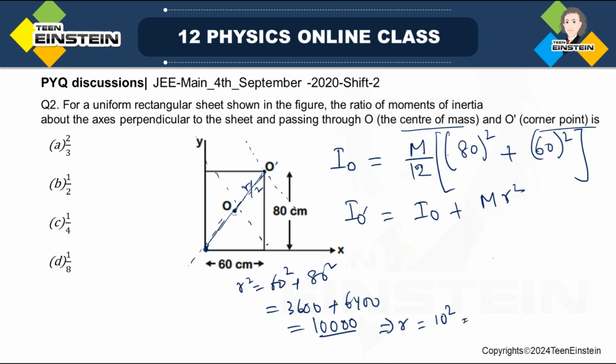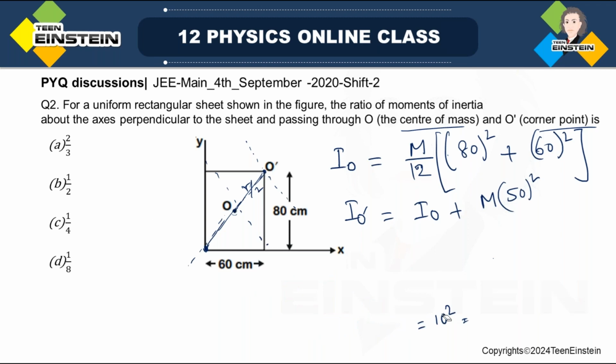So here I have to write I0 plus m into 50 square. These are all in centimeter unit, but anyway I am going to take the ratio, that will not make much difference. So let us take the ratio IO by IO prime.